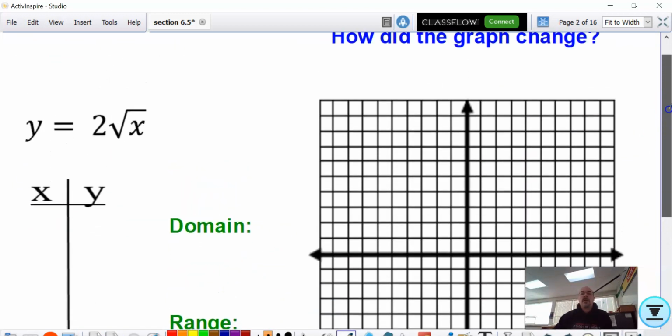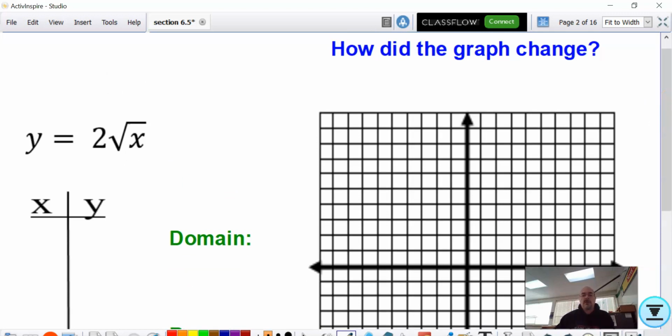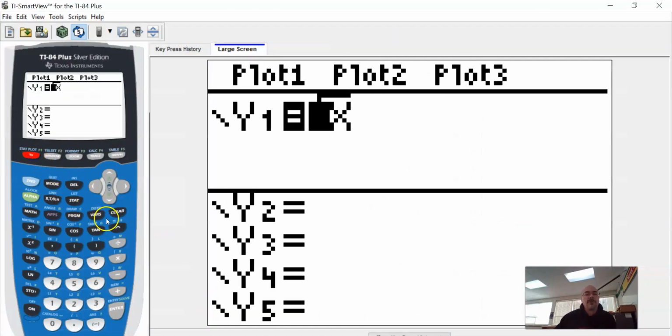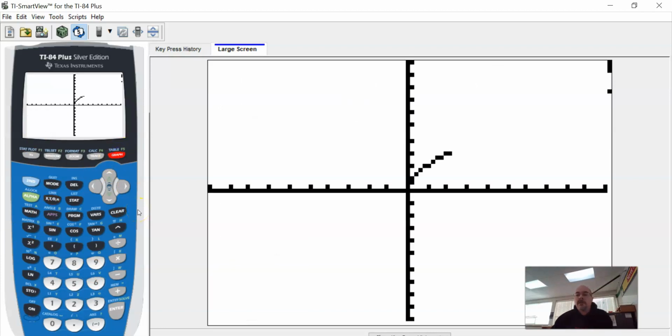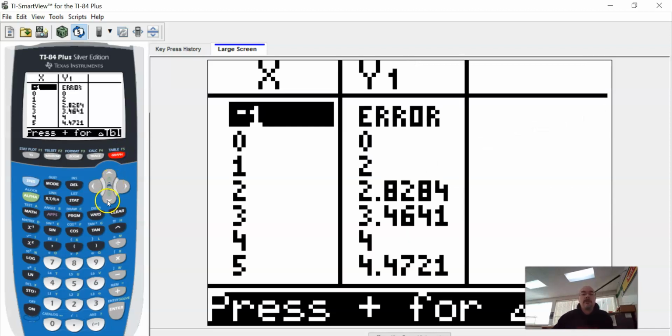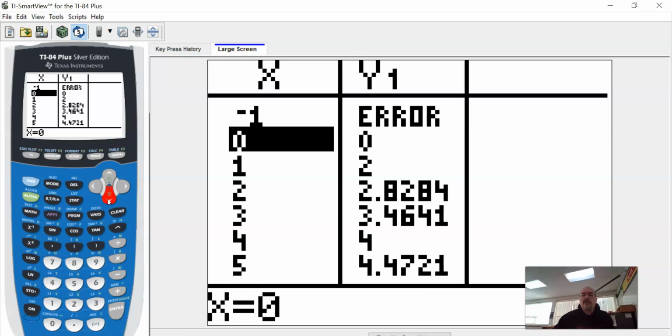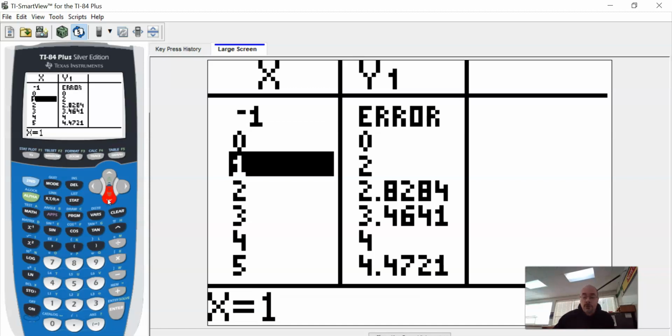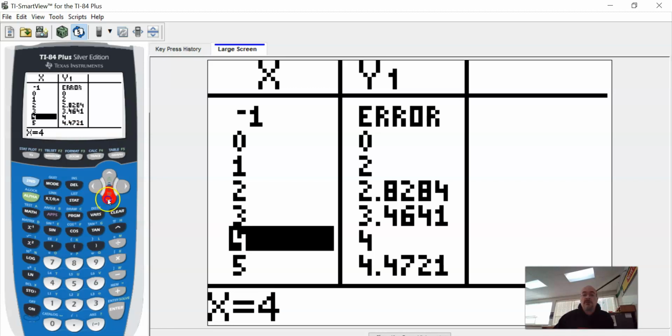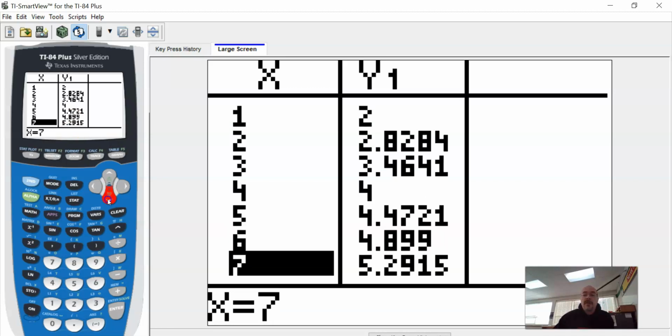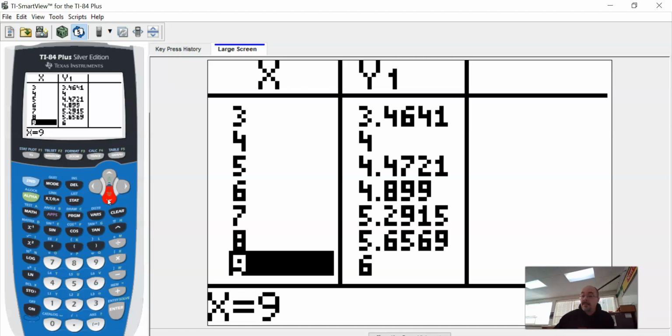So we've got 2 square root of x. Let's see what happens here. I'm going to put a 2 in front and then the square root of x. Here's what the graph looks like. It doesn't look like it changed a whole lot, but it did. Let's look at the table. We still have 0, 0, but then the next one is 1, 2. Then the next one is 4, 4, and then 9, 6.